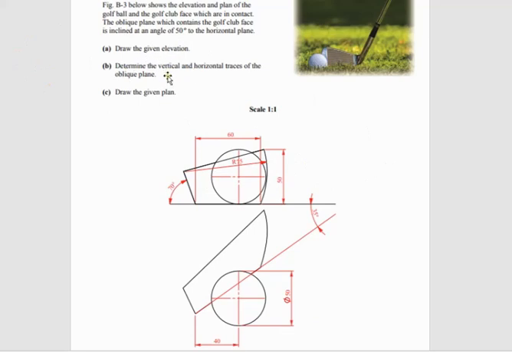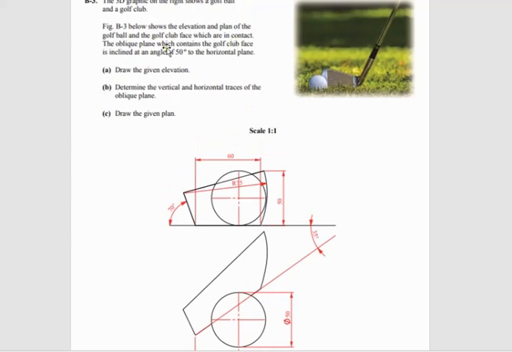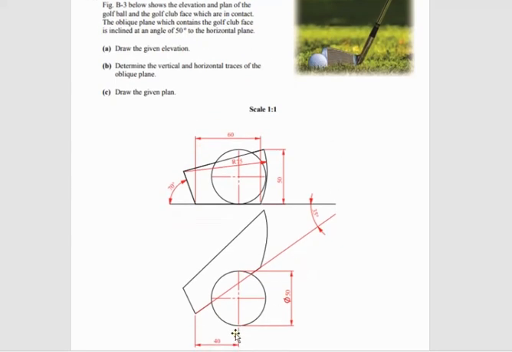The next part is to determine the vertical and horizontal trace of the oblique plane. What you're told in this question is that the face of the golf club is an oblique plane that's inclined at 50 degrees to the horizontal plane. If we think of oblique planes, this line here is our oblique plane, right? This here is our trace. So what we have here is a trace for an oblique plane.